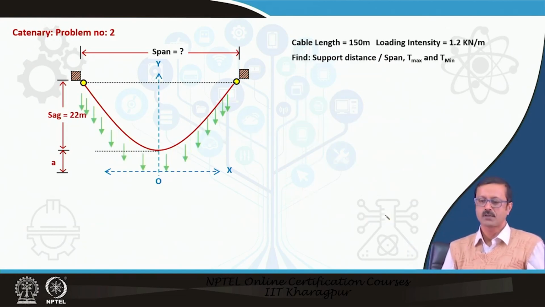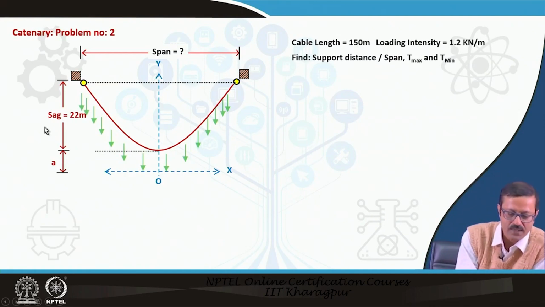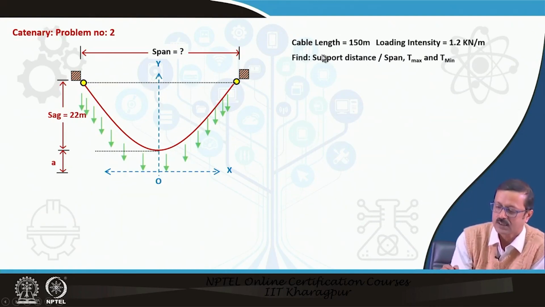So I have another problem where the value of the sag is already given as 22 meter. I don't know how much the span is, but the length of the cable is 150.